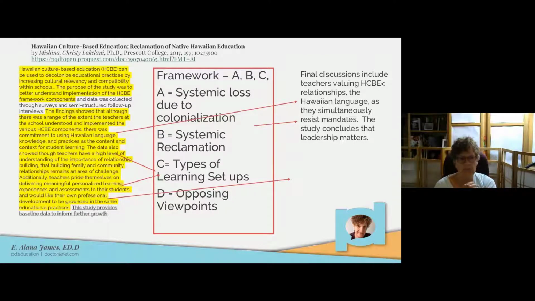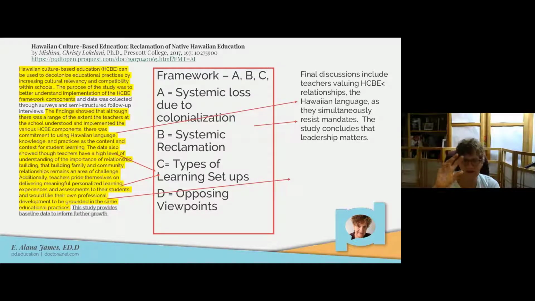Very one, two, three, four. From the same topics that show up in the abstract, and the same topics that show up in the discussion: Hawaiian culture-based education, relationships, the language, and simultaneously the teachers resist mandates. The study concludes that leadership matters. So on this one, I did not do absolutely the best discussion of it, but this one really flowed.